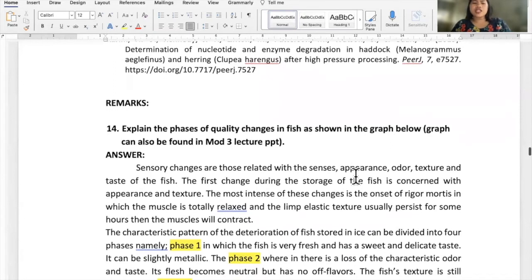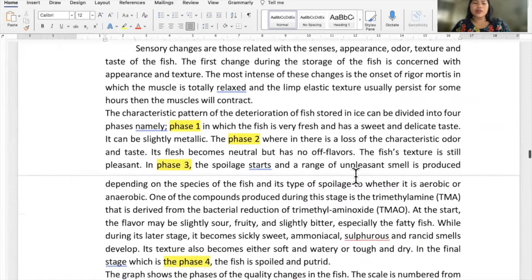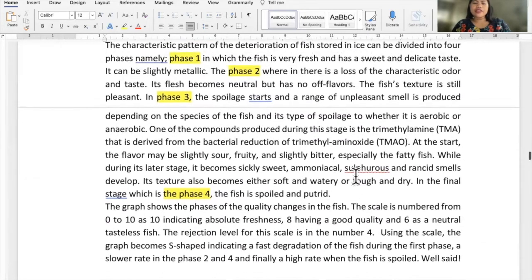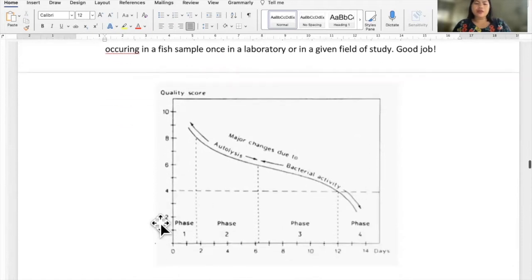Explain the phases of quality changes in fish as shown in the graph below. So, I think this has been explained here, no? This is the graph. We have phase 1, phase 2, phase 3, and phase 4. This explains more the freshness of the fish. And take note that at day 12, the sample was already rejected.